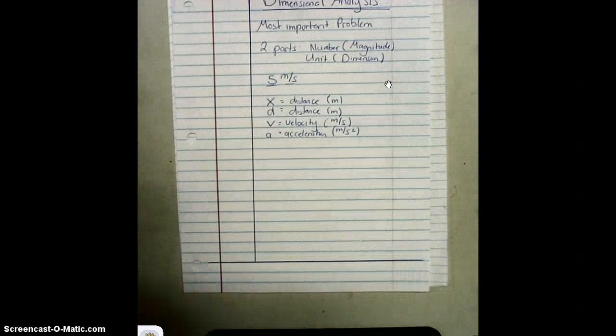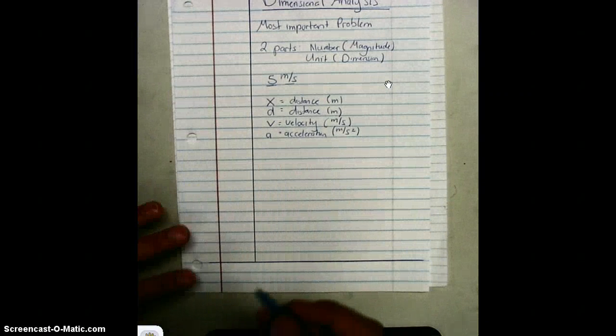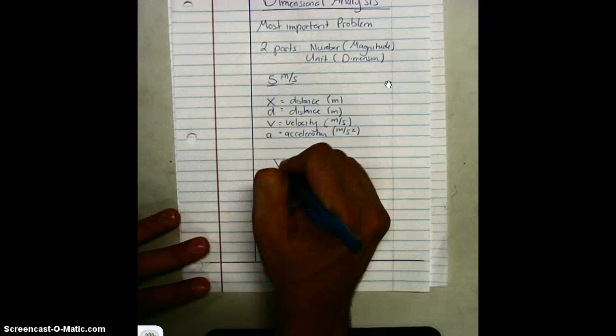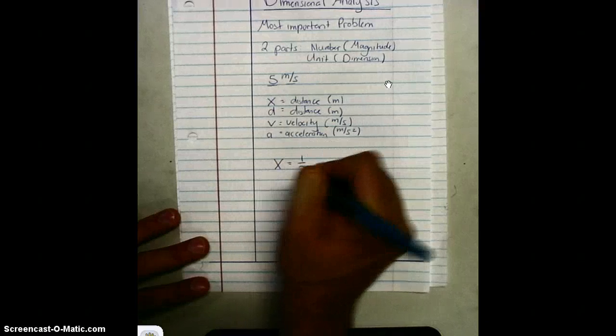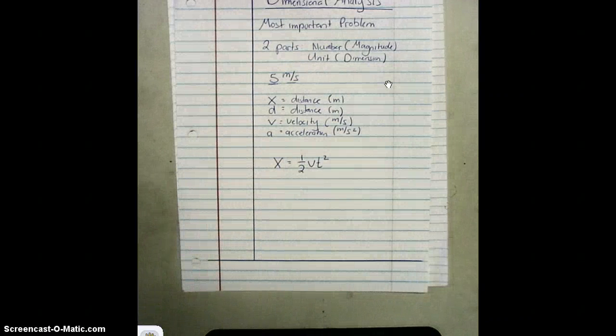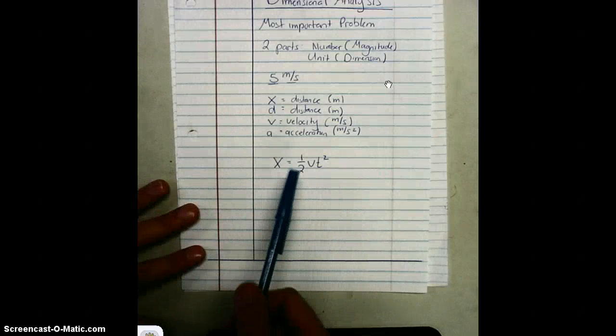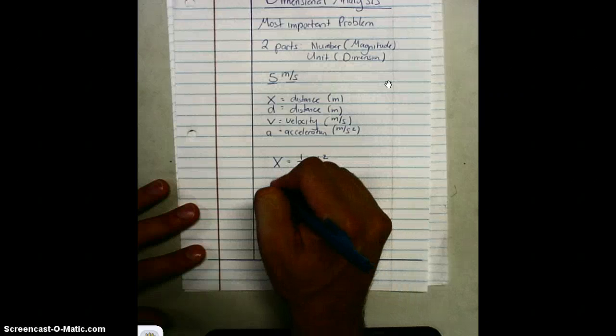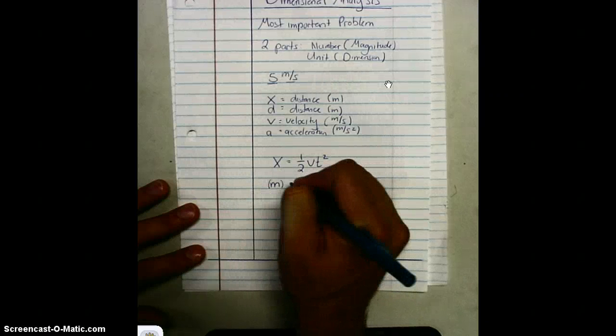So let's do a very basic problem. Let's say we have this equation right here: x equals 1/2 v t squared. Now, I want to analyze the dimensions. So I know that in this problem, my answer x needs to work out into meters.